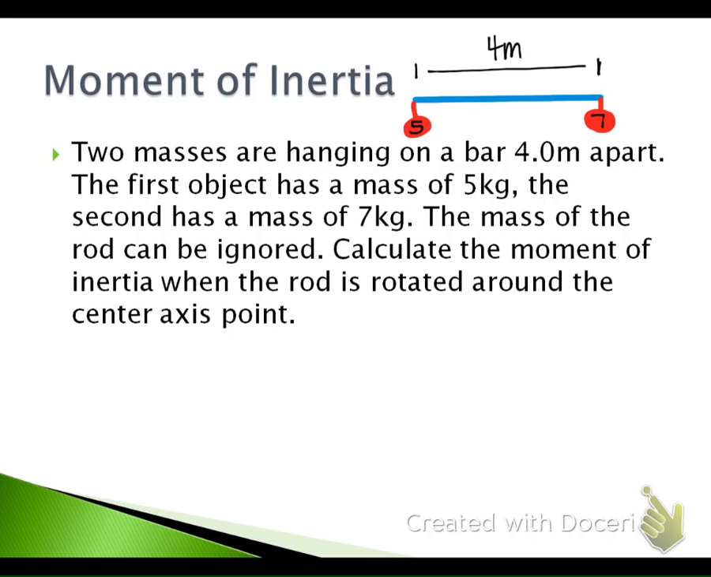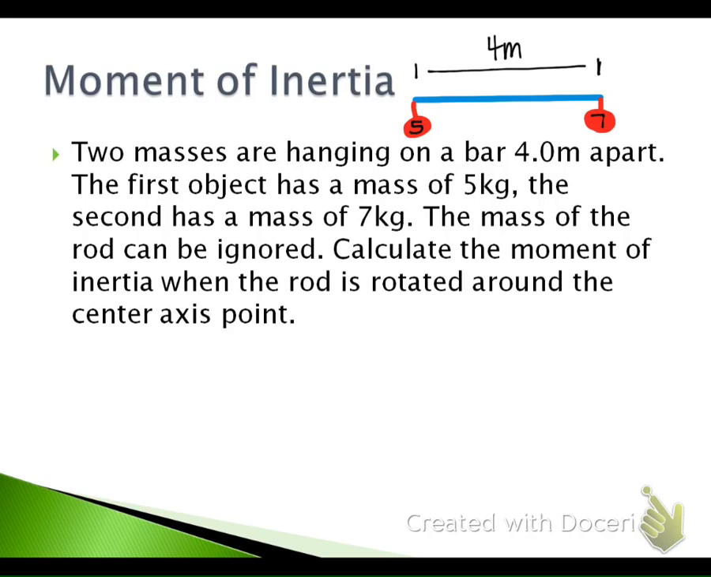All right, so here's what our object kind of looks like. Two masses are hanging on a bar that are 4 meters apart. So the masses themselves are 4 meters apart. First object has a mass of 5 kilograms, which is this one right here. Second has a mass of 7. The mass of the rod itself can be ignored, okay?